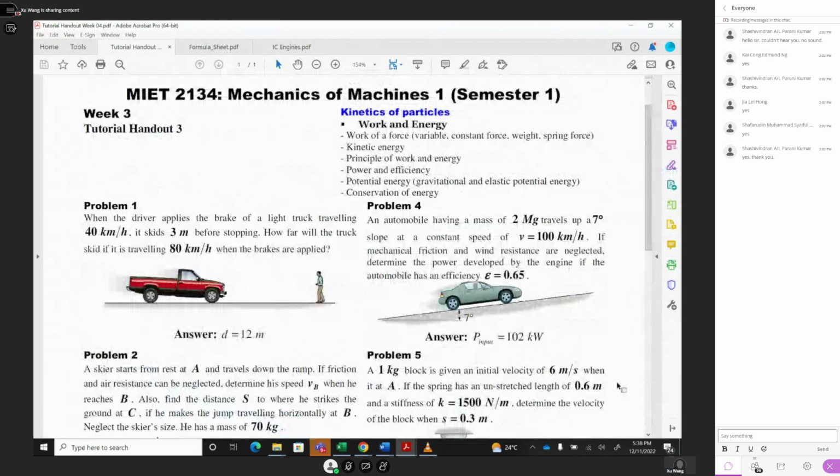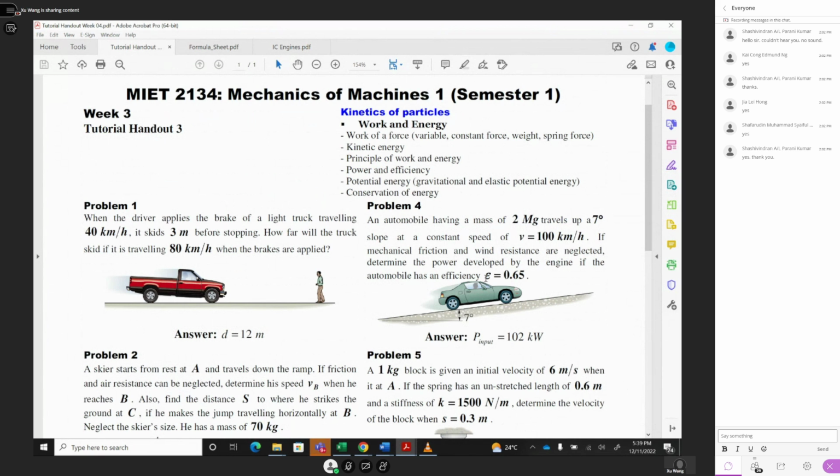Question 4 says this automobile has a mass of 2 megagram, which is 2,000 kilogram, 2 ton, and travels up a 7-degree slope at a constant speed of 100 kilometer per hour. Constant speed means along the direction of motion they have to balance, sigma F equal to 0. Otherwise, they would have acceleration, because of Newton's law. If mechanical friction and wind resistance are ignored, determine the power developed by the engine.